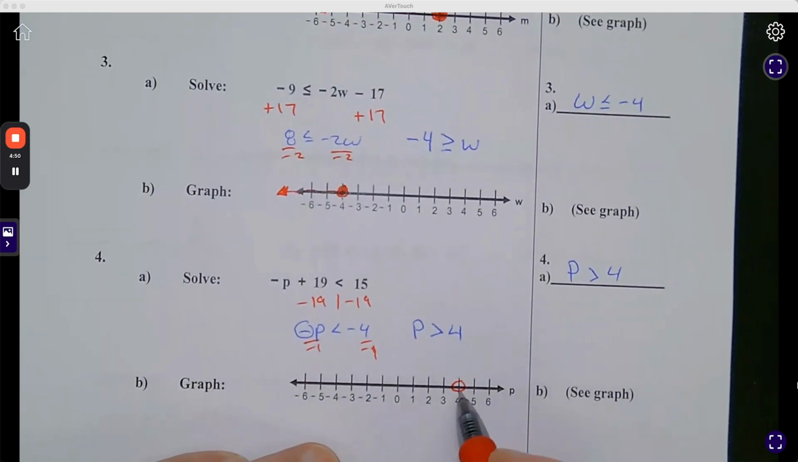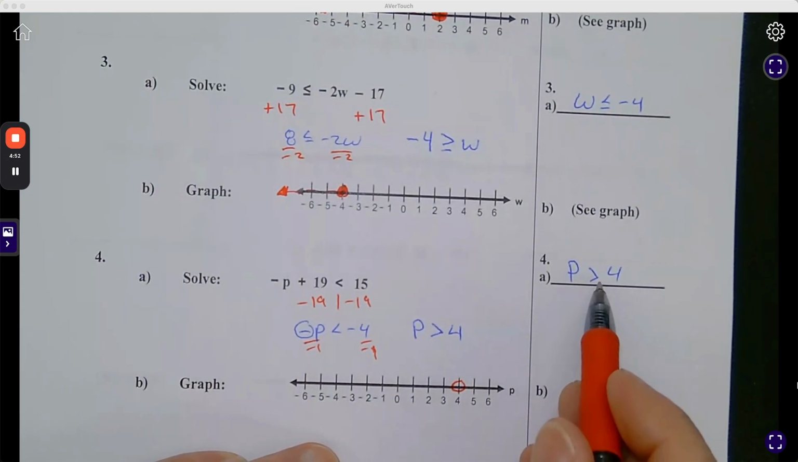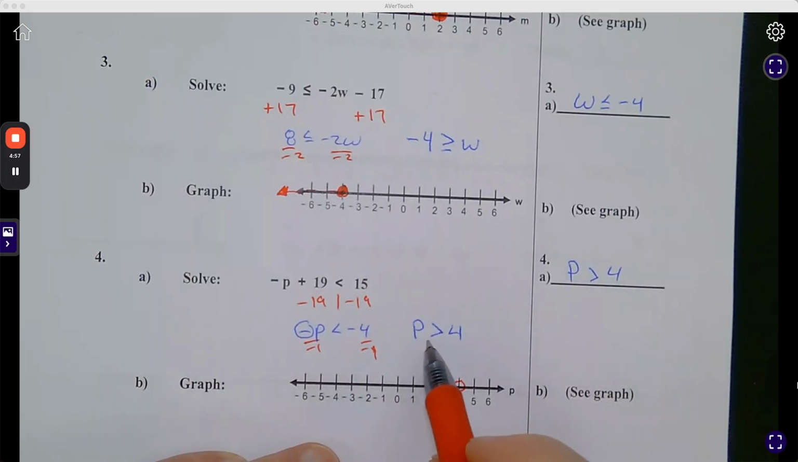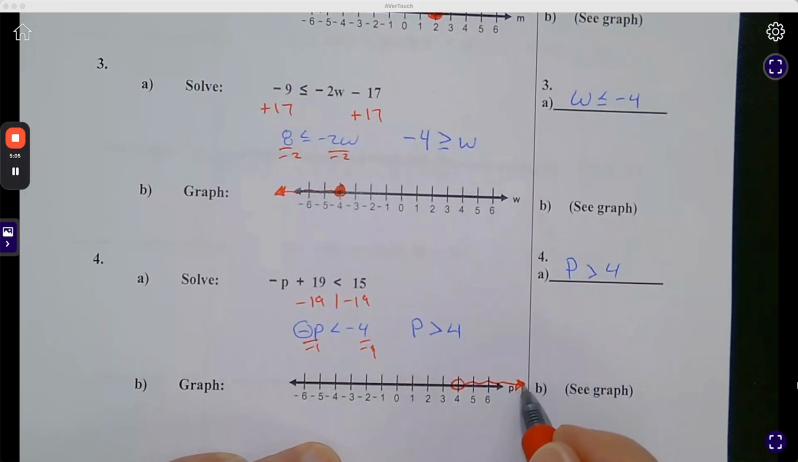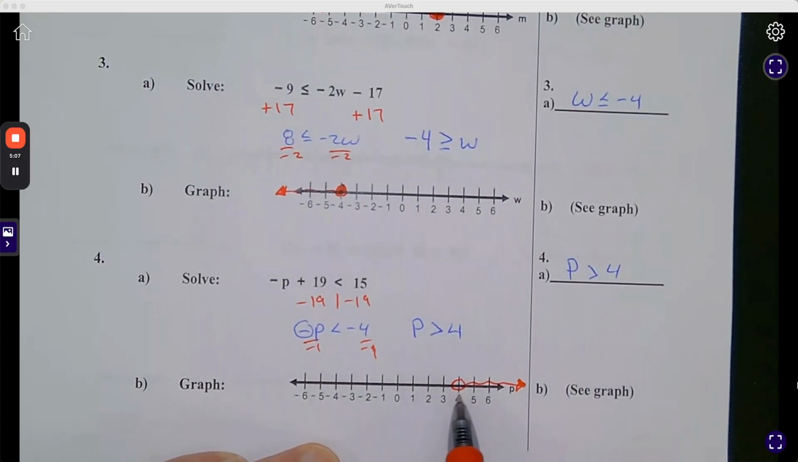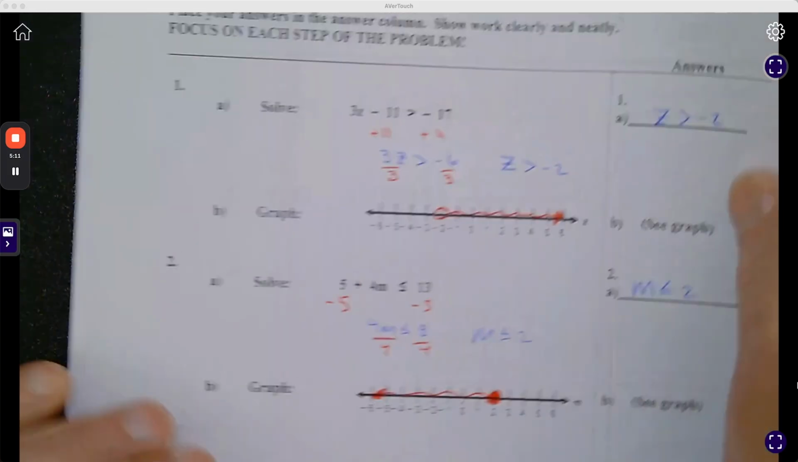And then I do not color it in because P cannot equal 4, because equal to is not a solution here. If P is 4, 4 is not greater than 4. So 4 is not a solution. So P can be any number as long as it's strictly greater than 4. And this shows the reader that it can be close to it, but doesn't actually get there. All right, let's keep going.